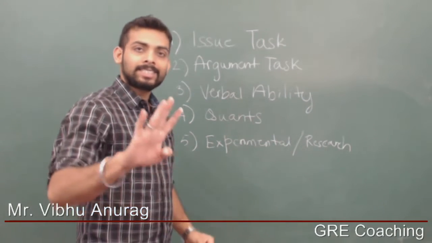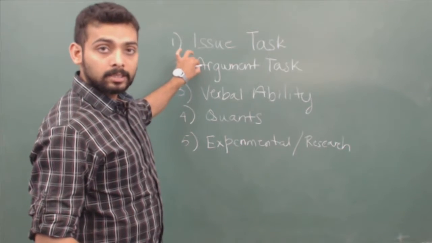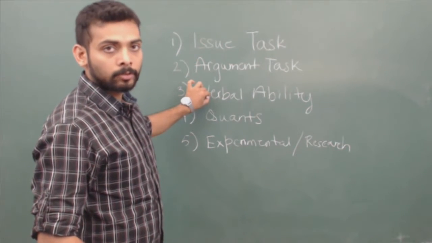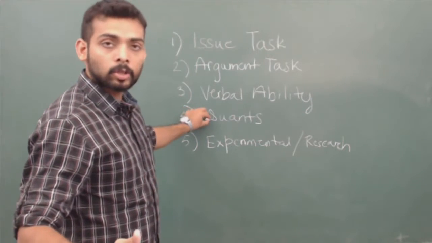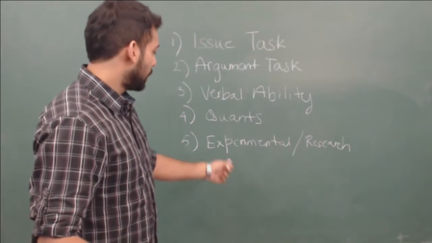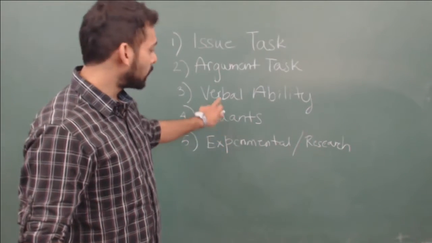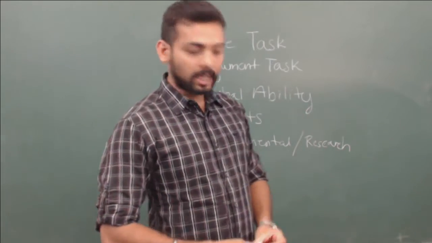So there are 7 sections in all. Issue task 30 minutes, argument task 30 minutes, 2 sections on verbal, 20 questions each for 30 minutes each, 2 sections on quants, 20 questions each, running for 35 minutes each, plus 1 experimental section, either verbal or quants. So that is as far as the pattern for GRE goes.